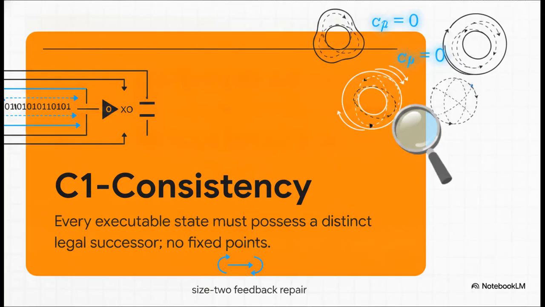All right, so here is the formal definition of Constraint 1, or C1 consistency. The crucial thing to grasp here is that stasis isn't just forbidden by some arbitrary rule. It's literally not a coordinate in the substrate. In a mathematical state space, every single combination of zeros and ones has to have a deterministic destination. If its state maps only back to itself, well, it's stopped executing. It's a dead end. And according to the C1 axiom, dead ends just do not exist in the state space of reality. Everything has to have a distinct legal successor.